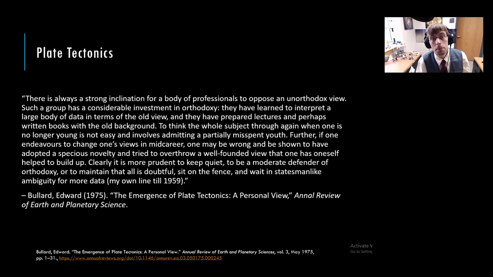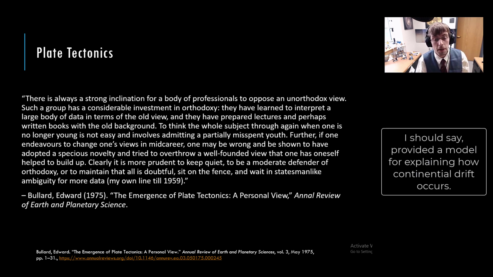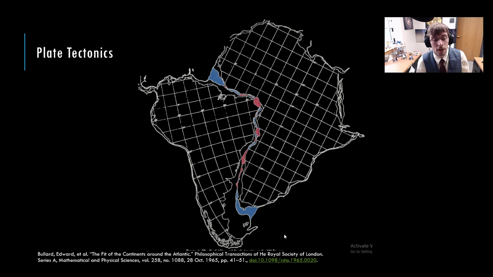Let me give you a picture from one of his papers. This reflection was written in 1975, well after he had established himself. But let me give you a picture from a paper that he published in 1965. Okay? And you probably notice what is sitting in front of you here.